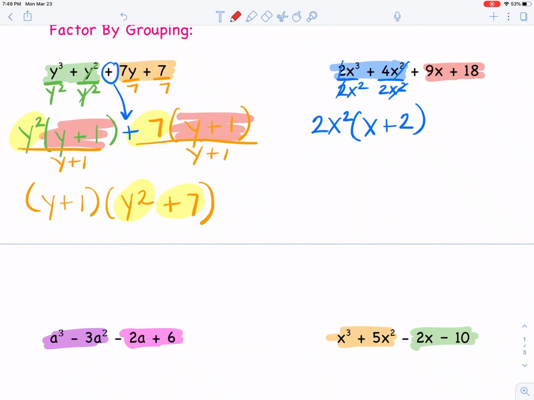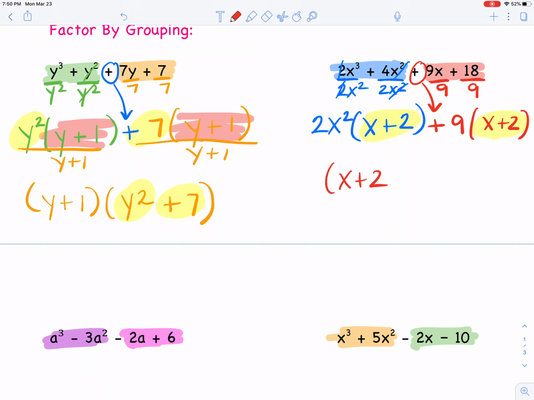The second group, before I factor the second group, always bring a sign down between the two groups. What could I divide 9x and 18 by? They could both be divided by 9. Both of those terms do not have the x, so I could only factor out the number. And then I get x plus 2. Again, the parentheses have the same thing inside. So that's going to be my common factor.